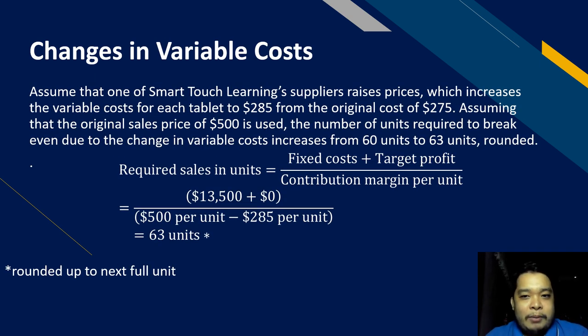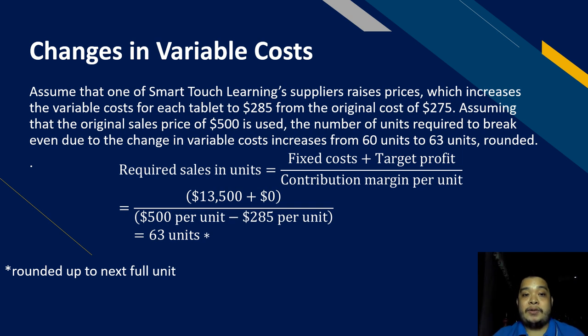Next is in terms of changes in variable cost. Now, because of the pandemic, of course, there could be issues in terms of supply chain. Since there are issues with respect to supply chain, costs could be a little bit more expensive, right? So in this case, it was suggested that the production team is saying that there might be increases in variable cost to 285 from the original cost of 275. That's a $10 increase in variable cost. So assuming the same level of sales of 500 is used, what's now the new break-even point?